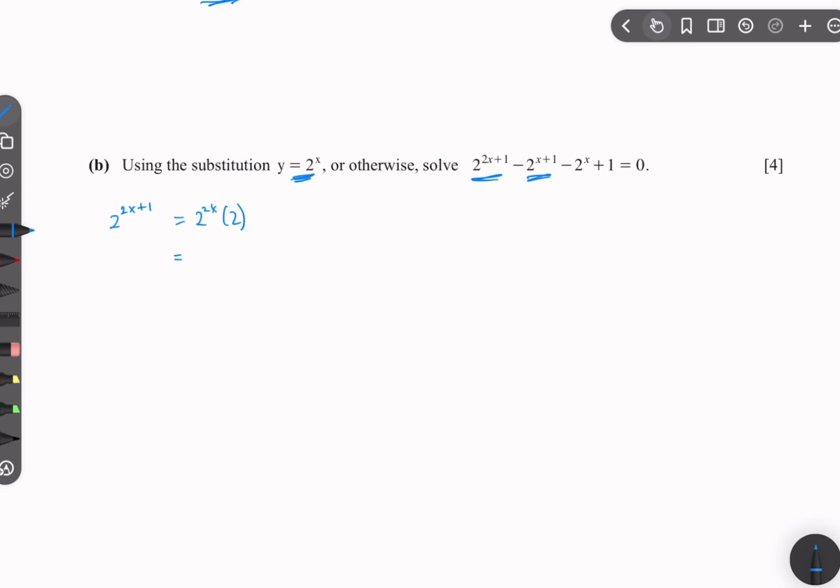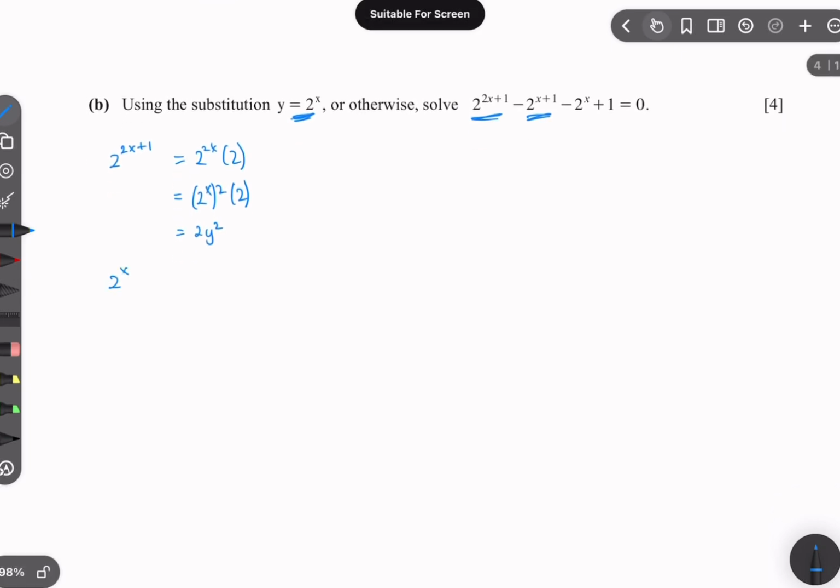And then since we want to achieve this form, which is 2 to the power of x, we can take the 2 out like that. So it will be 2y squared. And then the second part, 2x plus 1. Once again, we separate the x and 1. And this is 2y. And now we can put this back into the equation. 2y squared minus 2y minus y plus 1 is equal to 0.